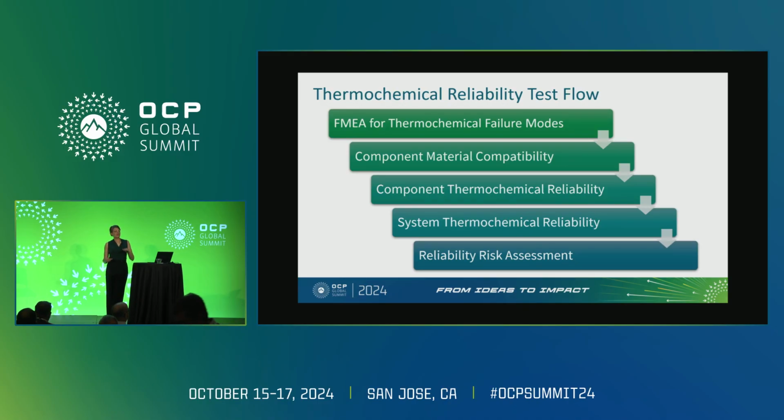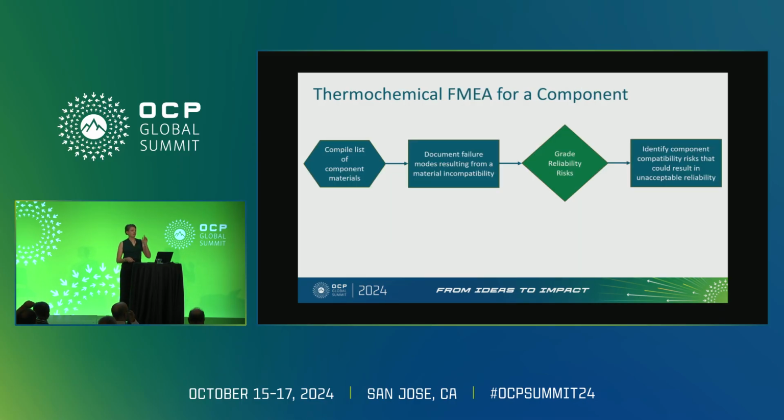We then aggregated it at the system level to say, okay, we understand the thermochemical reliability of the component in a clean, neat fluid, but what is it now that we have the system level risks? And then all of that combined into a reliability risk assessment for the component in a representative set of system ingredients.